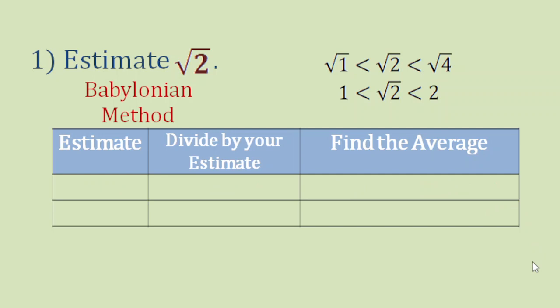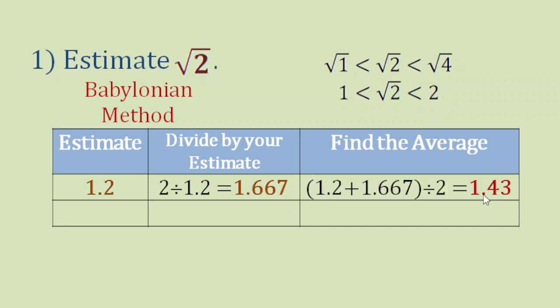Now how about if our estimate is not good? Shall we say 1.2? So we will follow 3 steps. Okay, estimate, this is our estimate. So we will divide this. Okay, we divide 2 by our estimate. Okay, so that gives us 1.667. Then we find the average. 1.2 plus 1.667 divided by 2, that gives us 1.43.